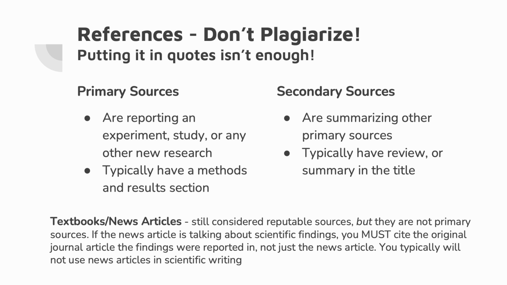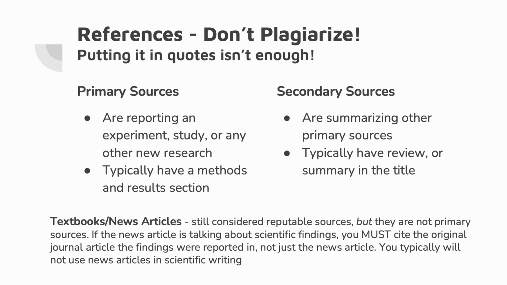Here are two different types of sources. These are talking about peer-reviewed journal articles, right? So peer-reviewed journal articles are scholarly sources. They have gone through extra rigorous testing by experts and have been reviewed and analyzed and corrected. Primary sources are reporting experiments, studies, new research. They're giving us new data and giving us new information.